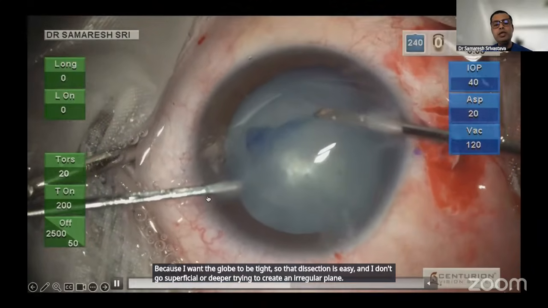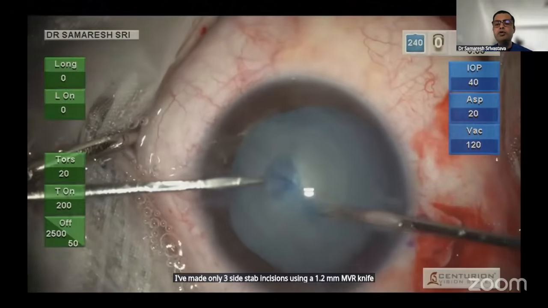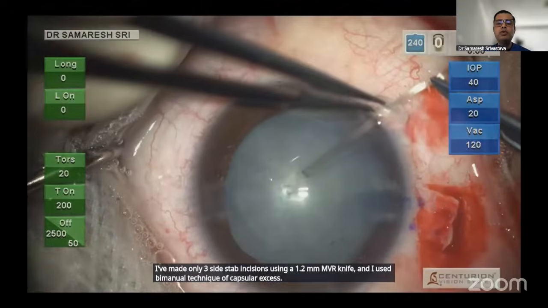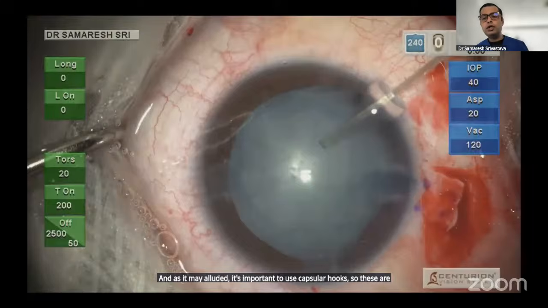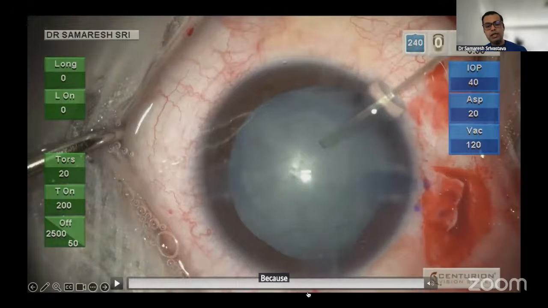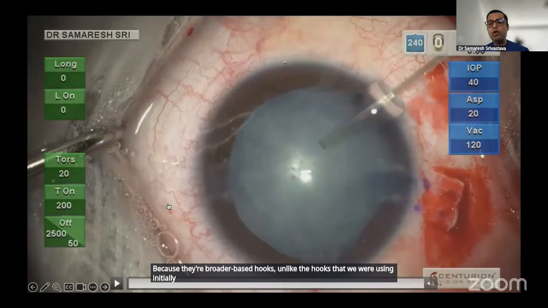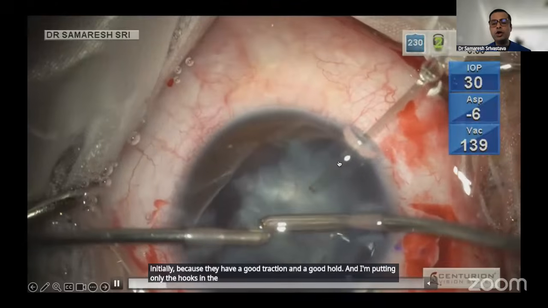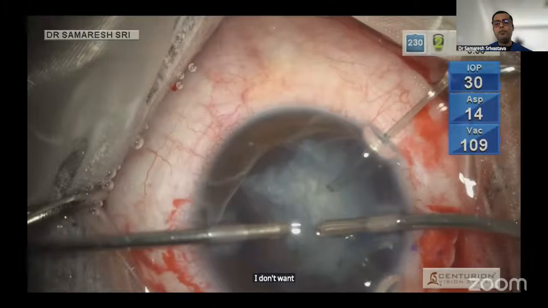I've made only 3 side stab incisions using a 1.2 mm MVR knife, and I use bimanual technique of capsulorhexis. And as it's been elucidated, it's important to use capsular hooks. So these are MST capsular hooks because they're broader based hooks, unlike the hooks that we were using initially, because they have a good traction and a good hold. And I'm putting only the hooks in the area where there is zonular loss because I want the bag to be pulled on that side. I don't want the bag to be stuck up on all sides.